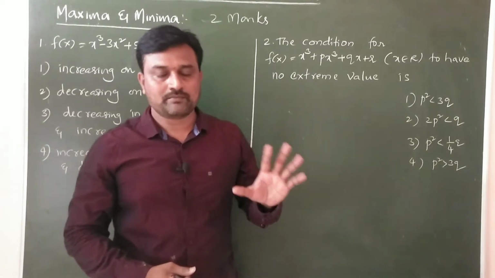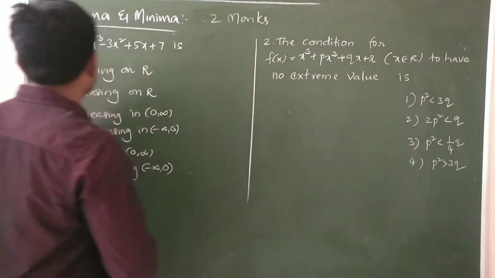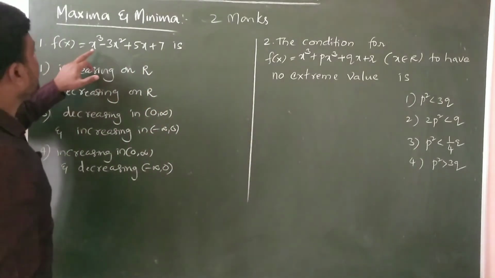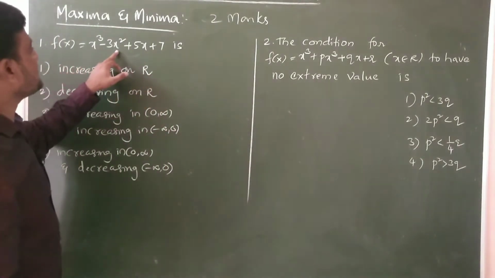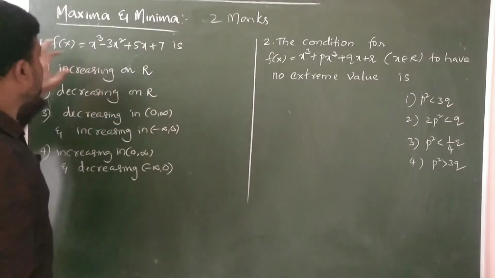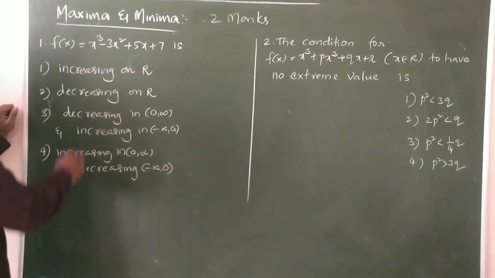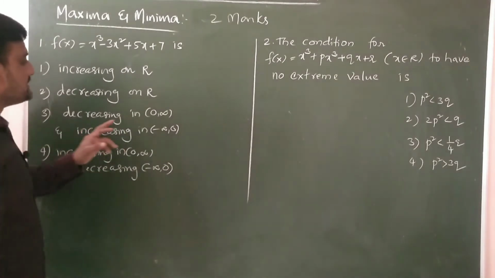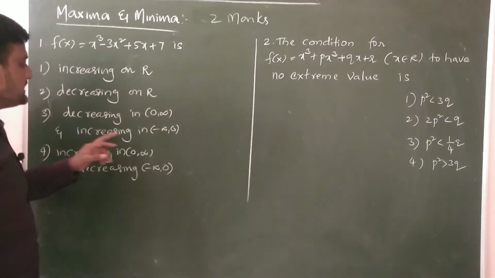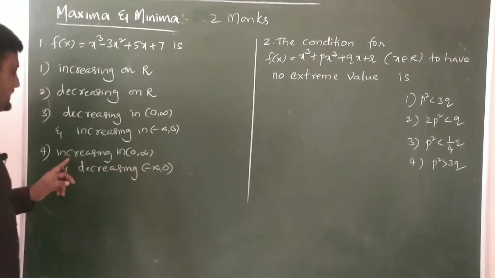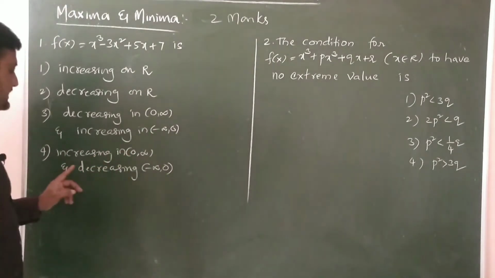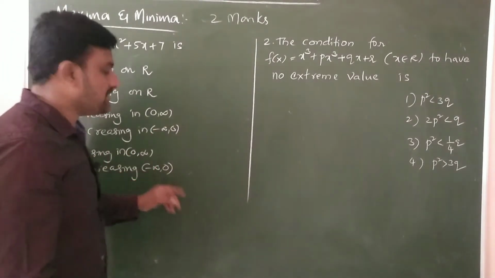Let f of x equals x cube minus 3x square plus 5x plus 7. Is it increasing on or decreasing on? The options: increasing in 0 comma infinity, increasing in minus infinity comma 0, increasing in 0 comma infinity, and decreasing in minus infinity comma 0.